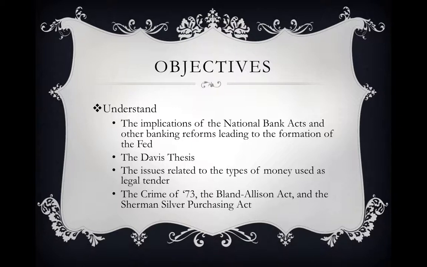We'll also talk about some issues related to the types of money, in particular the bimetallic standard that the United States operated under and the issues that occurred under the bimetallic standard. In particular, we're going to take a look at something called the Crime of 1873, the Bland-Allison Act, and the Sherman Silver Purchase Act. So I want you to be aware of all of these particular items as they relate to financial markets in the United States during that time period.